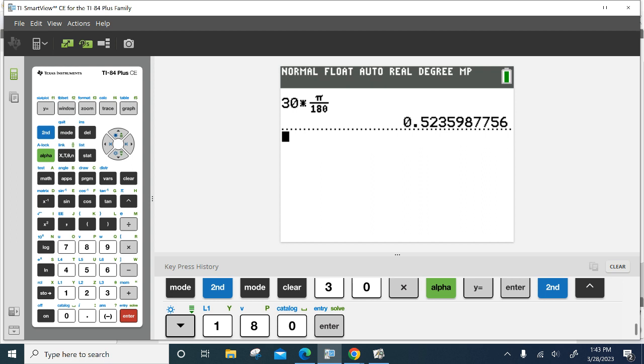Think I'm going to have you write that down on your paper as a final answer? No, and I'm not going to have you round it either. All right, it's about half a radian. 30 degrees is about equivalent to half a radian, but I don't want that sloppy long decimal down. So instead, we're going to clean it up.